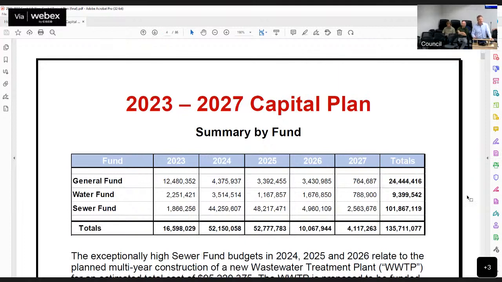So the first one I've got here is a summary by fund. Over the next 5 years, we've got $135.7 million of planned spending and capital, which is significant. As noted under that table, the spending in years 2024, 5, and 6 is related to the planned construction of the wastewater treatment plant. So that skews these numbers a bit. But even if you pull that $95 million planned for that facility out of there, we're still looking at over $40 million of capital spending over the next 5 years. So $8 million a year.